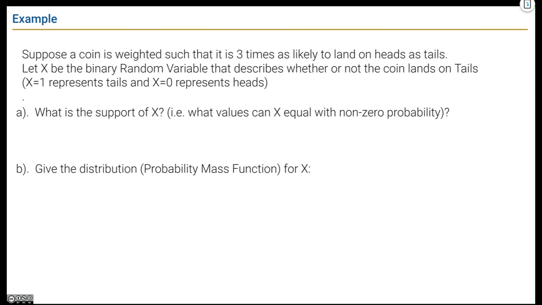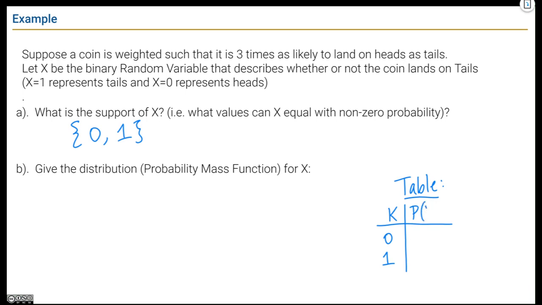Okay, so first the support, because we defined it's a binary output, it's either a yes or a no, and we've defined heads as 0 and tails as 1. And then we can give the distribution. So I'm going to give this in several different forms. One of the easiest ways for this particular distribution, because there's only 2 possible values in the support, is just to do a table where I'm going to put either 0 or 1, and then the probability that x is equal to k.